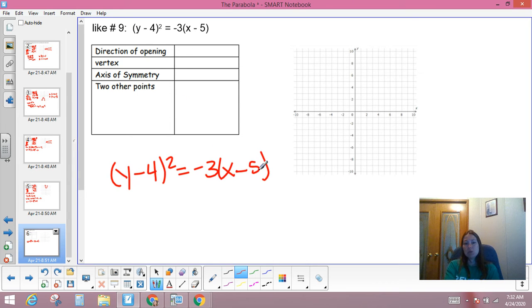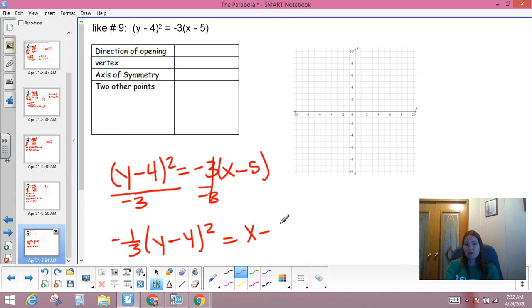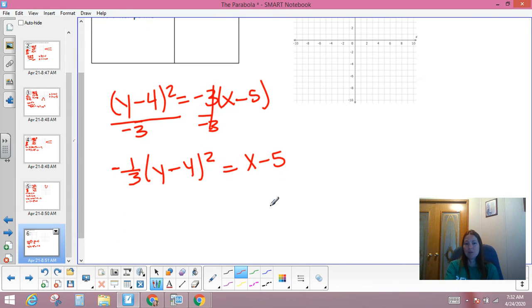So most of you look at this and think you have to distribute. Well, you really don't. If I'm trying to get x by itself, I can divide first by this negative 3. So when I divide on this side, it becomes negative 1/3 times all of this because we don't really want it to say all of that over negative 3. Here they cancel and you're left with x minus 5. And then you just need to add the 5. And again, I'm going to switch. So I'm going to say x equals, and then this stuff with the plus 5.